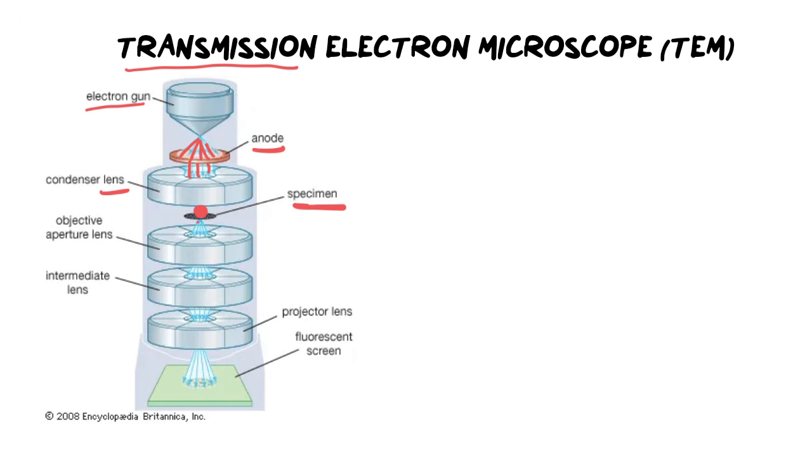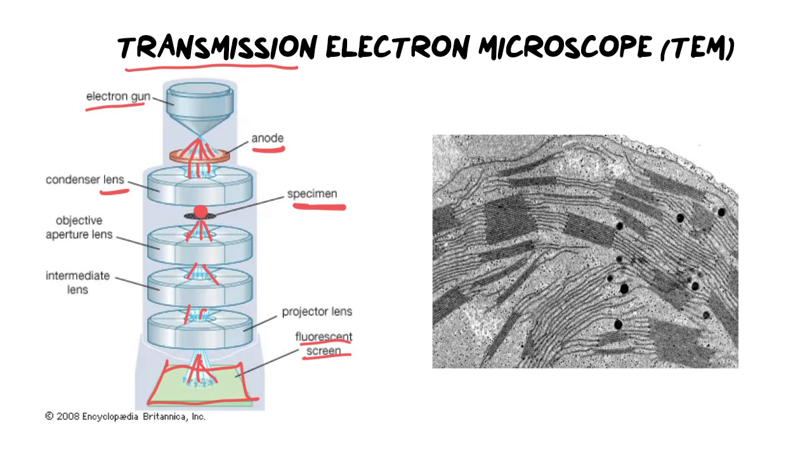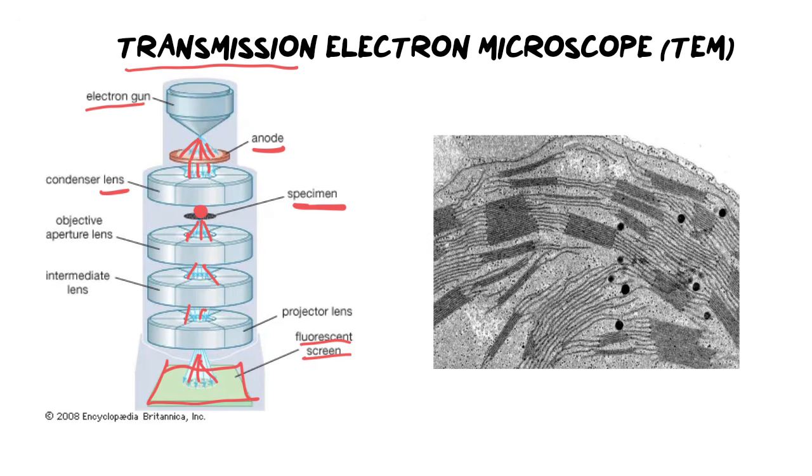Then you will notice the electrons dissipate and they move out. But at the back here, you will see there is a fluorescent screen, and that is where we capture the shadow I was talking about. Now, I think what's best is to show you what the image actually looks like. So this is an example of what a transmission electron microscope image looks like.